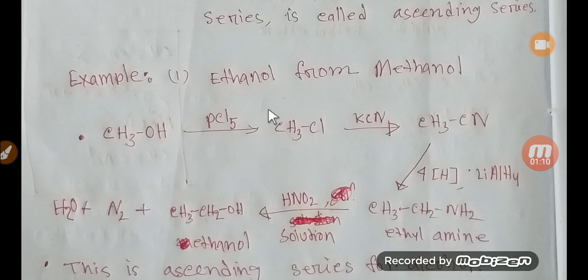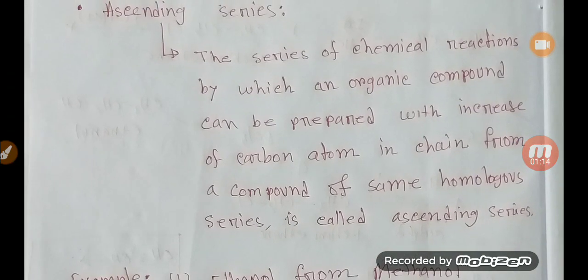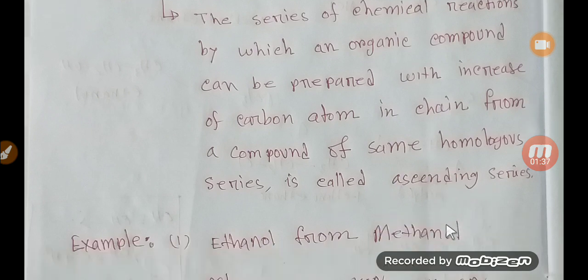Okay, let me give you the definition of ascending series. What is ascending series? The series of chemical reactions by which an organic compound can be prepared with increase of carbon atom in chain from a compound of same homologous series is called ascending series.